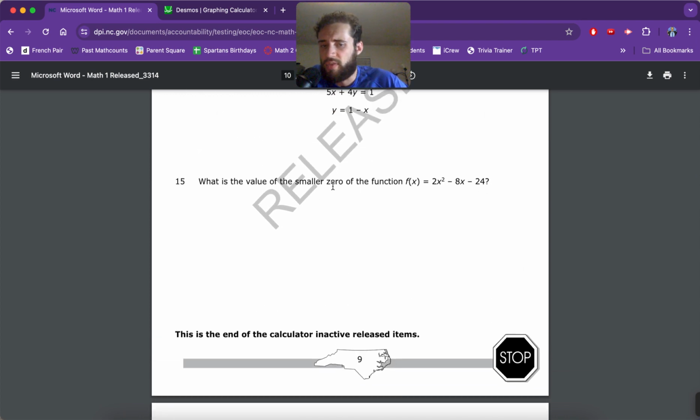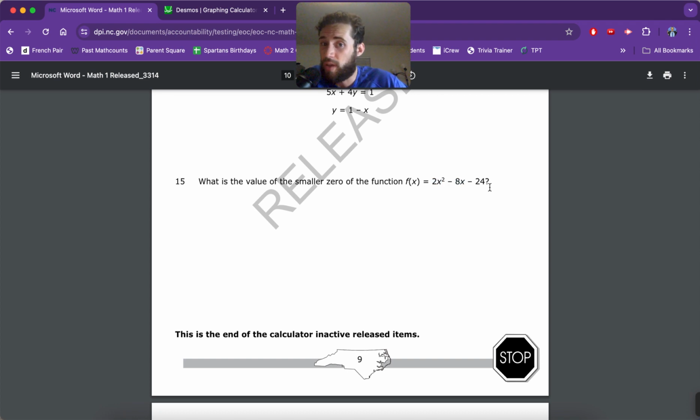All right, and then 15 is the last question on the calculator inactive part. It says, what is the value of the smaller 0 of the function f of x equals 2x squared minus 8x minus 24? Well, this smaller 0, so just find the 0, set f of x equal to 0. So 0 equals all of this stuff.